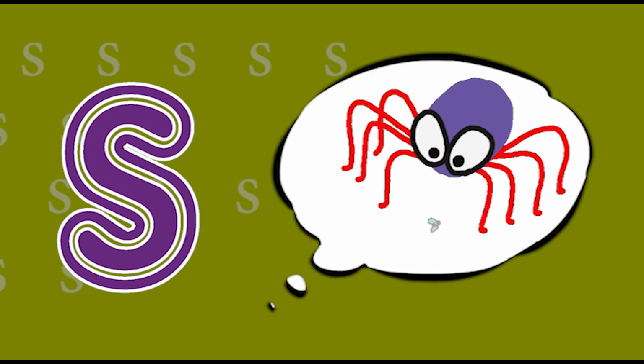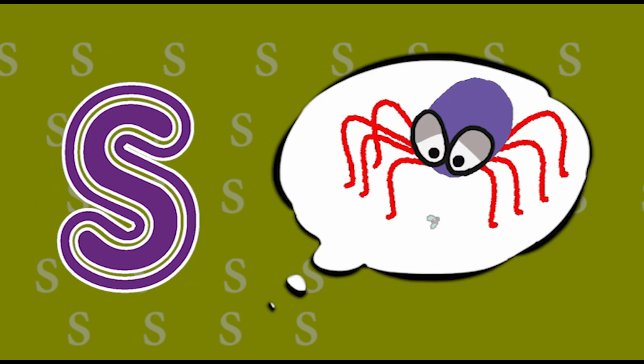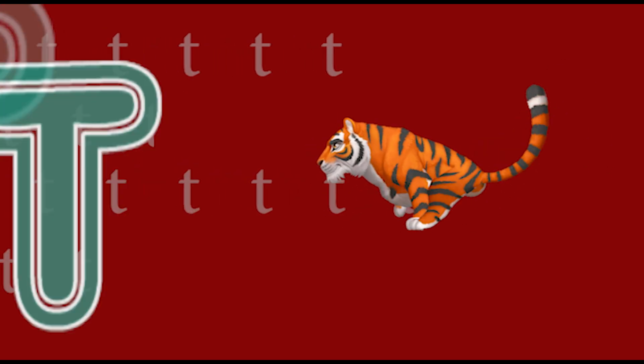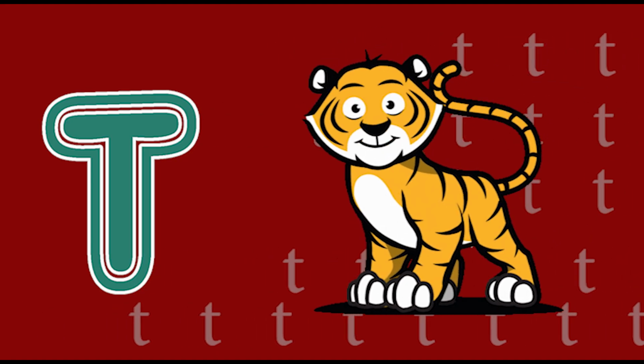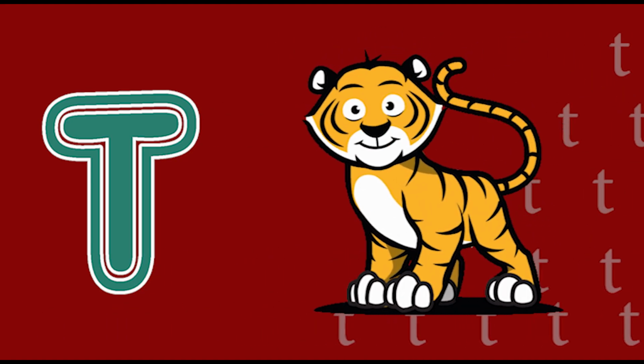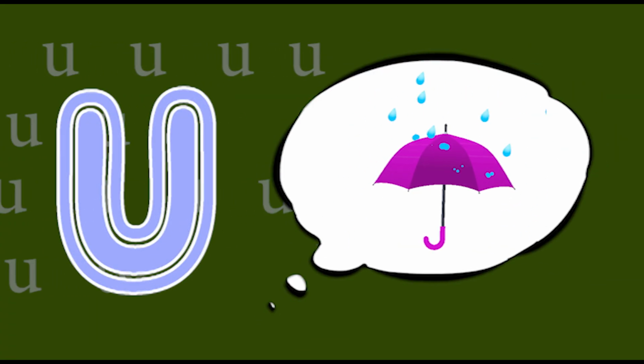Rainbow. S is for spider. Spider. T is for tiger. Tiger. U is for umbrella. Umbrella.